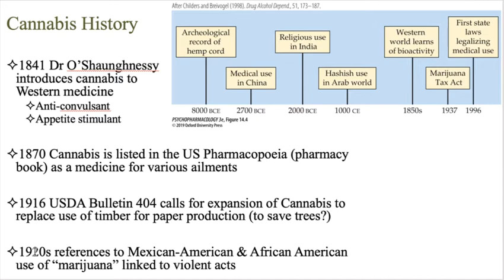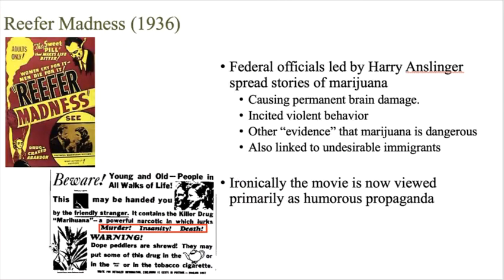Right. So in the 1920s, that's when the use of the word marijuana starts coming into common vernacular, and this specific word is being used to link Mexican American and African American people with violent acts. So marijuana is something that dangerous others use, and it causes them to be violent. That's sort of the idea behind the use of the word marijuana. So that's why we're going to try and not use it so much, right?